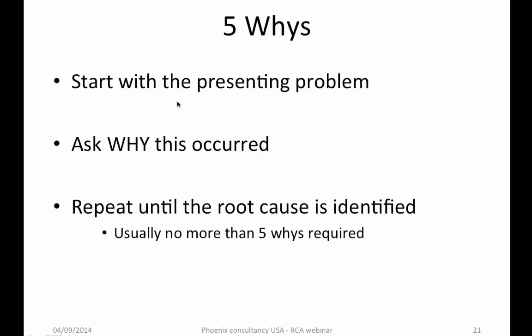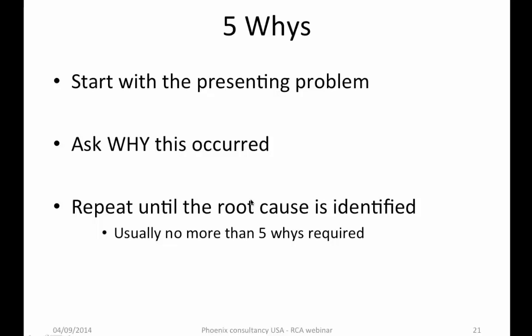The next tool, which we covered in the workshops earlier, was the 5 whys. Now that's really a very simple tool. We start with the presenting problem and then ask why this occurred, and repeat until the root cause is identified, which is usually no more than 5 whys. The important thing to remember is that we want to use information from the Gemba to answer those questions rather than pure speculation. So we want to try and root these in reality.